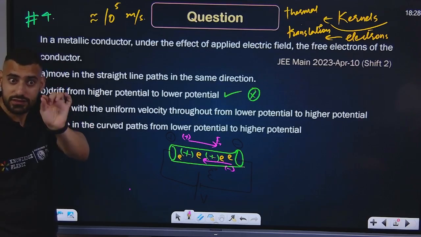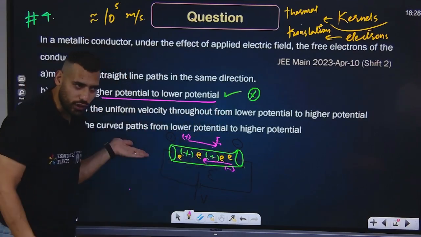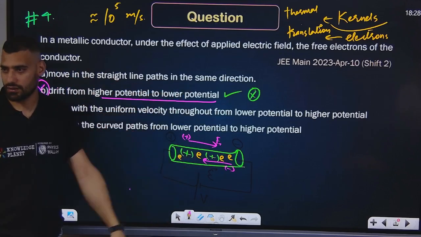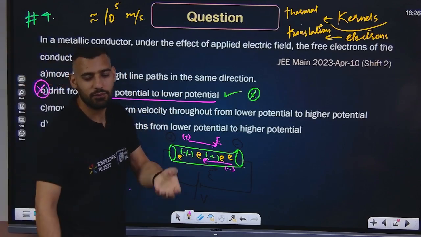First thing, they do not move from high to low. They move from low to high. Low to high means this cannot at all be the choice, first of all. Now we have to think about the other thing. Second thing, they move in a straight line path in the same direction. Is it true? This is so ambiguous, we don't know the direction, same path, straight line.